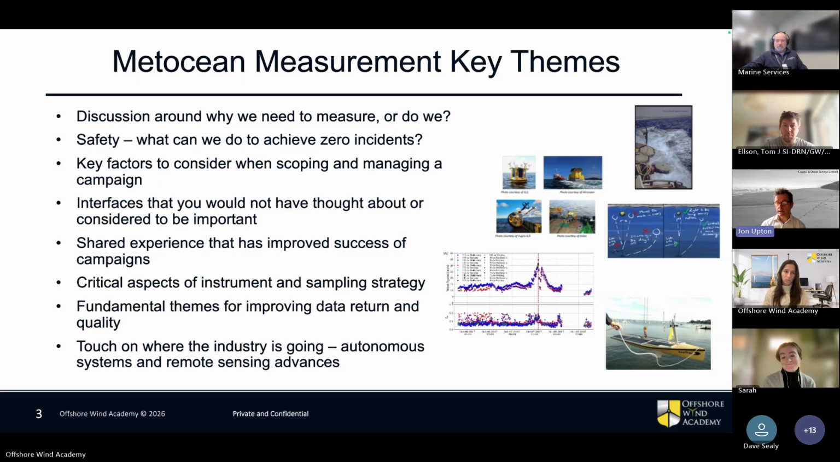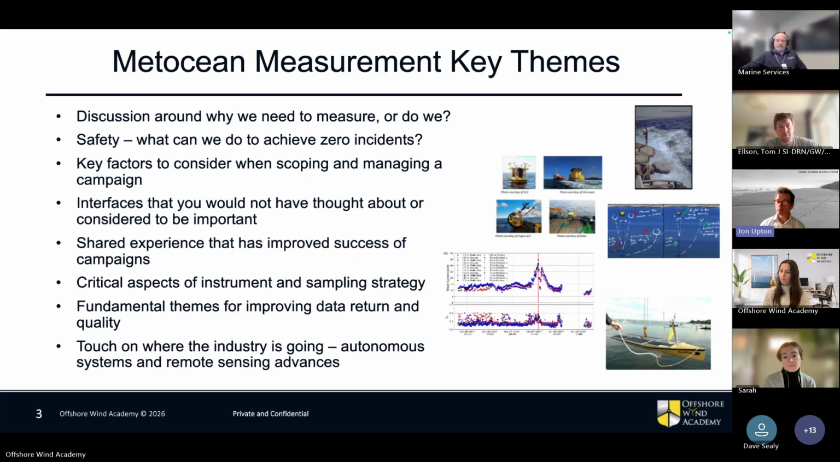And that was down to poor planning, lack of experience. So basic fundamental stuff. Key factors that we need to consider. Sarah's already alluded to the fact it's quite a complex operation and expensive. We're talking multi-million-dollar campaigns on the whole. So we need to make sure that we're spending that money appropriately.